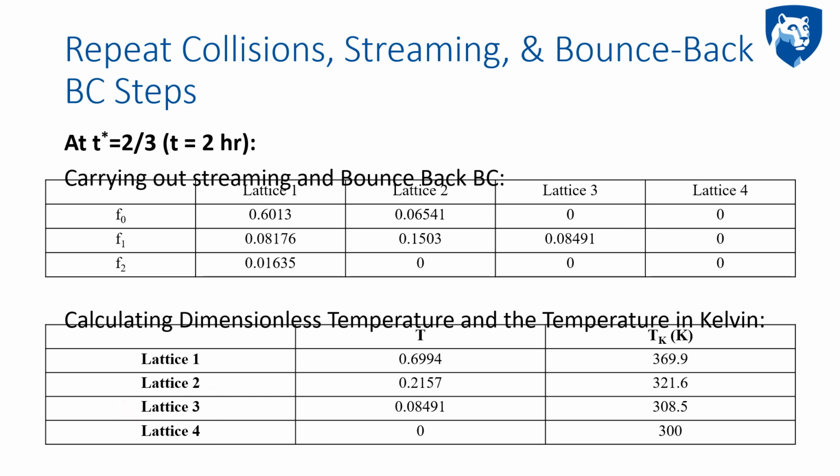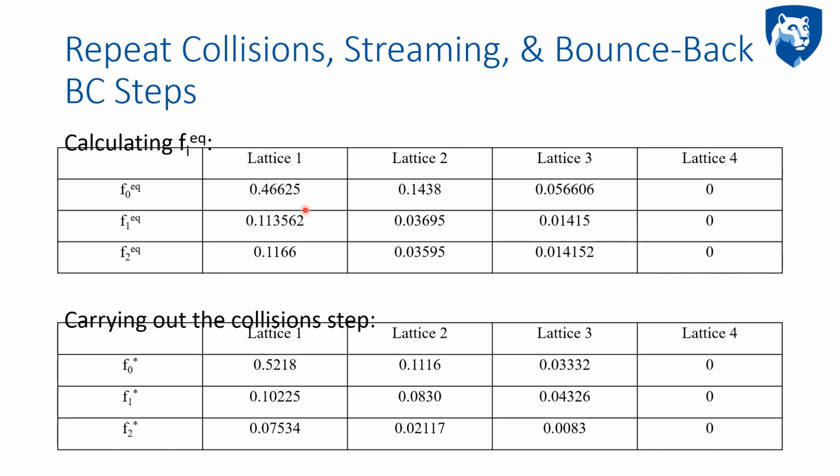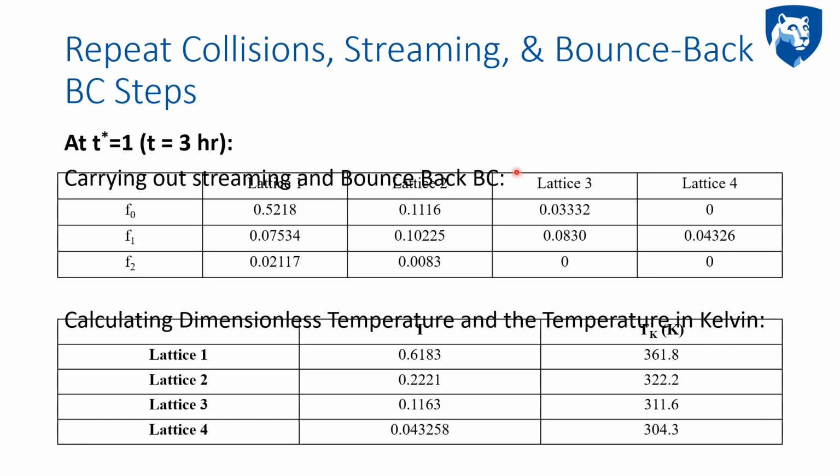And then again we calculate F equilibrium, and then we use that to calculate the post-collision distribution functions, which would give us these values. And then we carry out the streaming and bounce back boundary conditions for t(n) equals 1, which is t equals 3 hours.